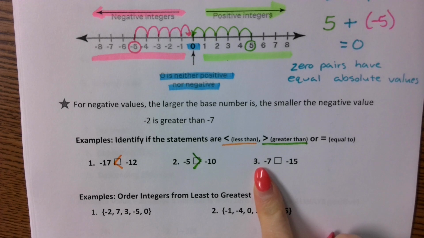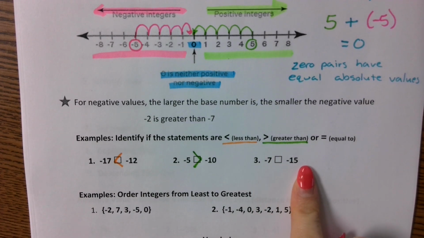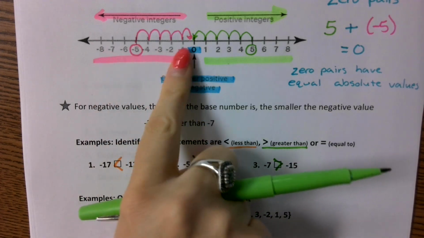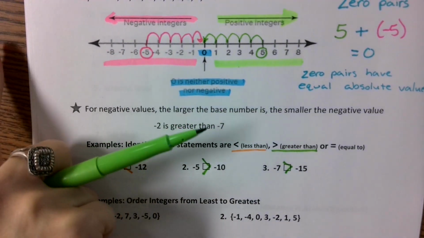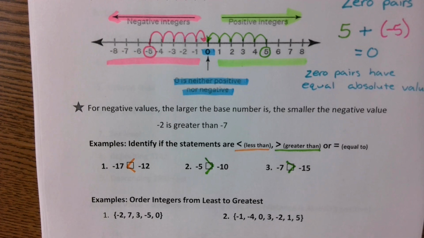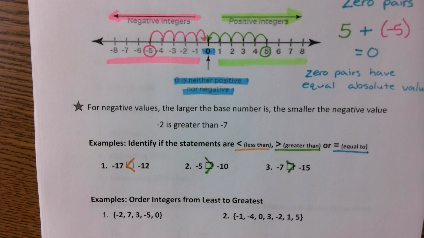Okay, what about problem 3? We have -7 compared to -15. Greater than. Okay, so -7 is closer to the 0 than -15. -15 would be located somewhere off of my page. And then of course equal to would be something where it's like 5 and 5, or -2 and -2. That would be the same values, but we don't have any of that right now.